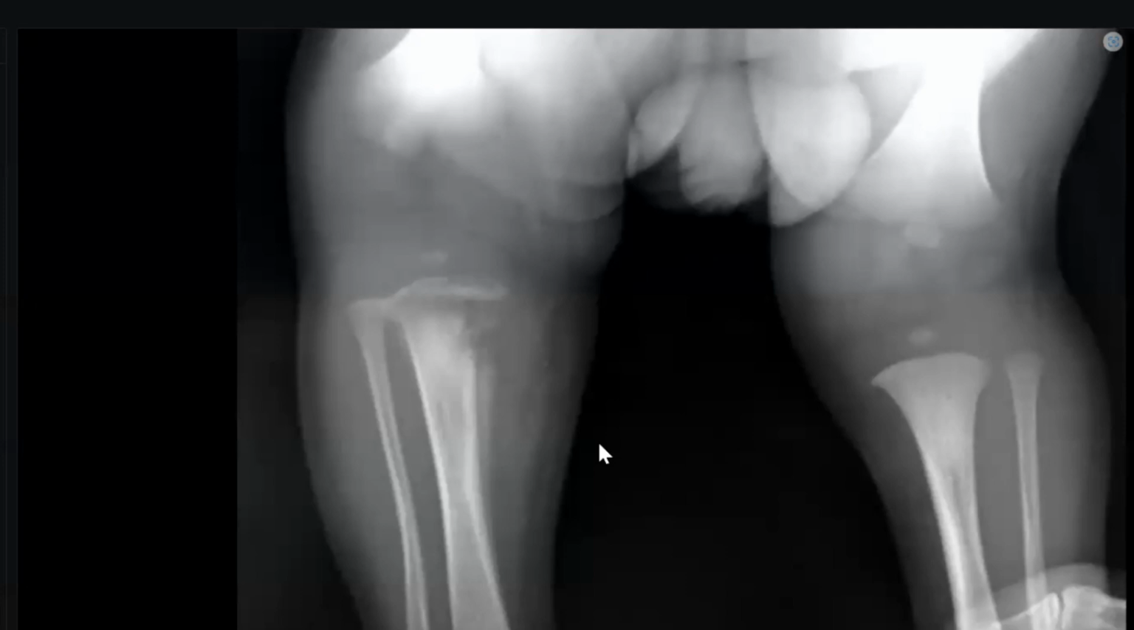I'm presented with a frontal radiograph of bilateral lower limbs of a neonate, 2 months old. I can see that there is lucency in the metaphyseal region of the right tibia. I cannot see a similar lesion on the left side.